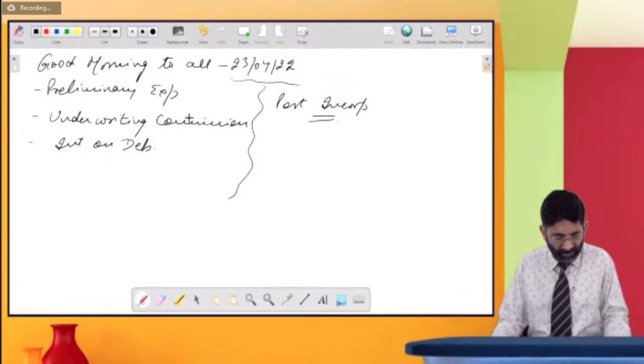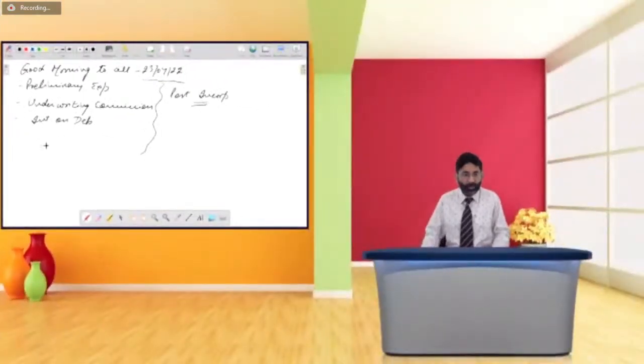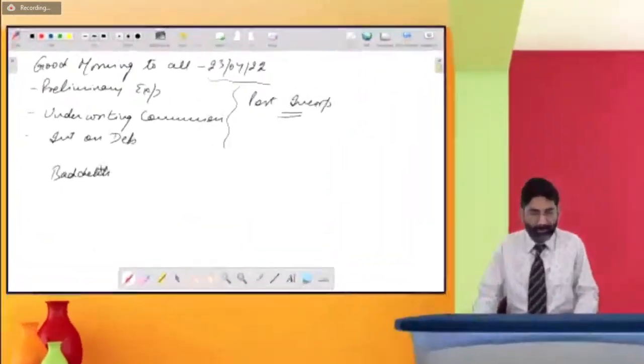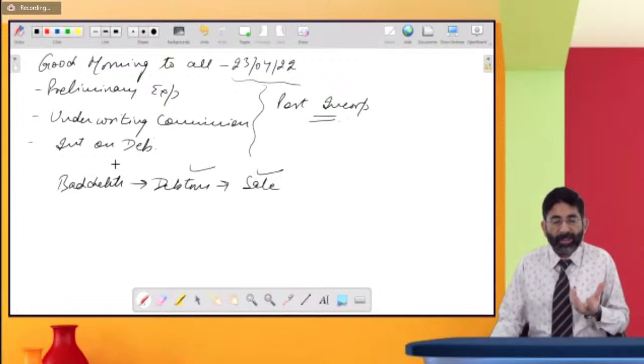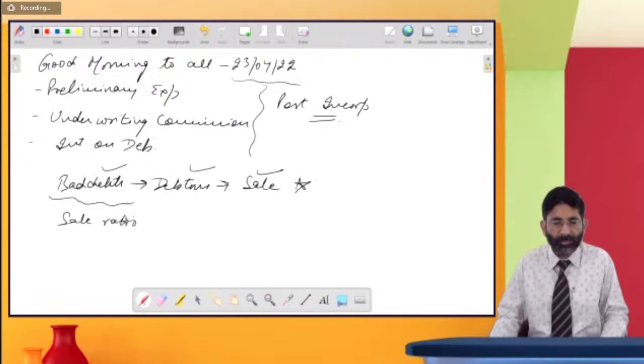Please explain bad debts and bad debts recovery treatment. Let's understand this. What is meant by bad debts? Bad debts are those losses which have been incurred against our debtors. The source of bad debts is debtors, and the source of debtors is sale, because first of all we make a sale and then debtors are created out of it, and then out of debtors bad debts occur. So this is purely related to sales because the source is sales, hence bad debts will be divided in sales ratio. One thing should be clear to everyone.